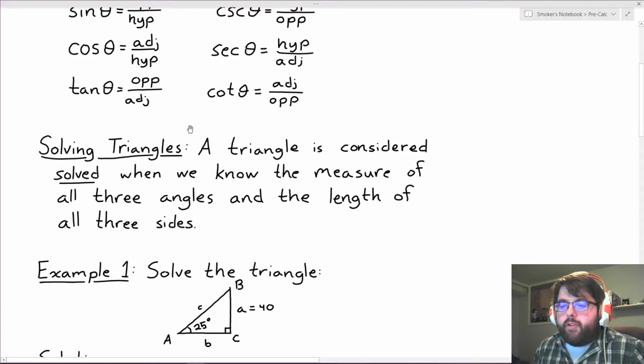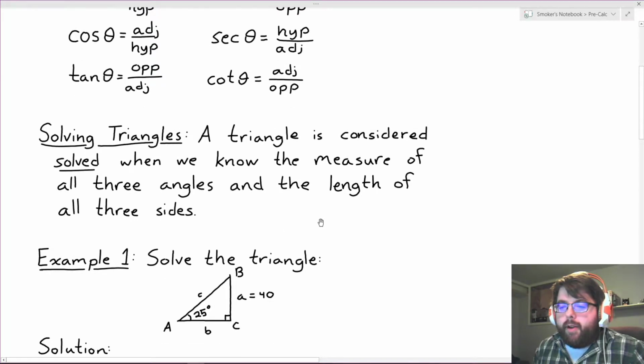Okay, so let's solve this triangle. In this triangle that I drew, we have the angle 25 given and the side 40 given. Those are the two pieces of information given.